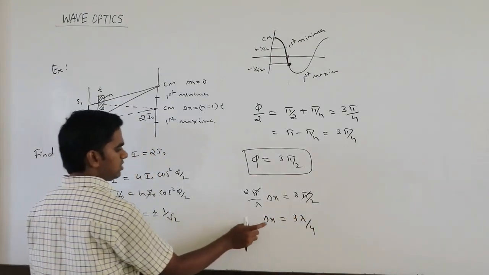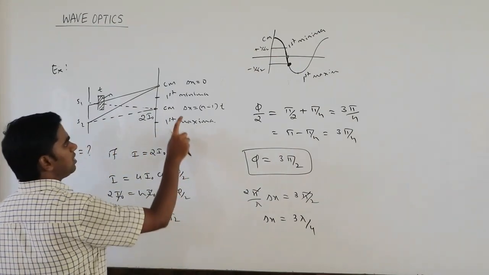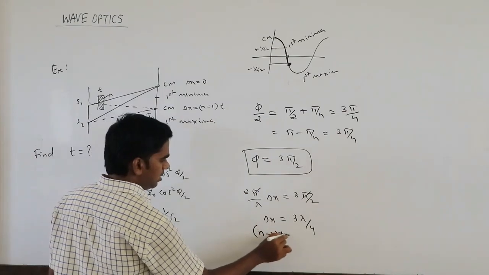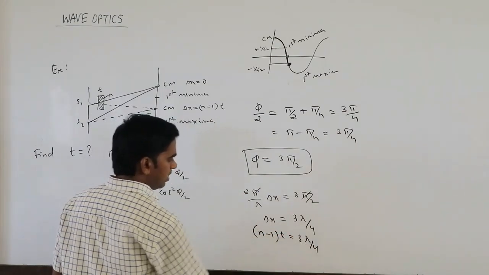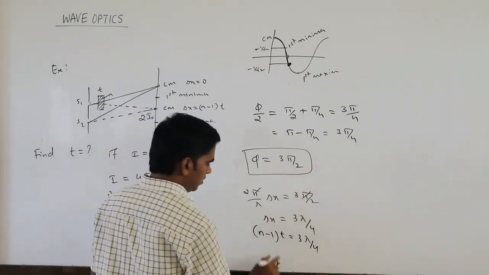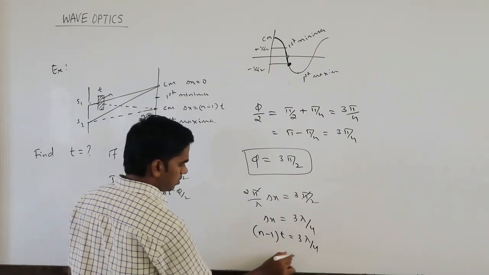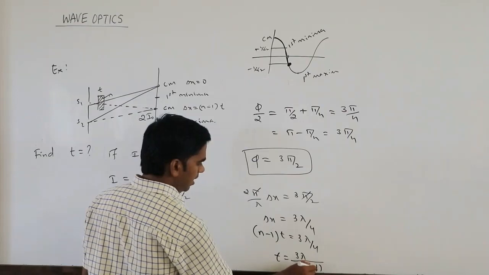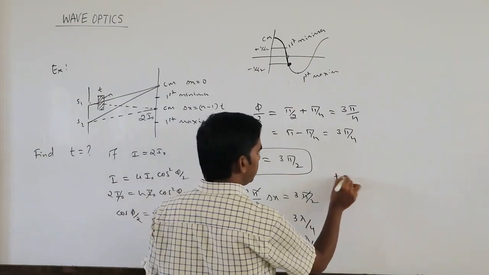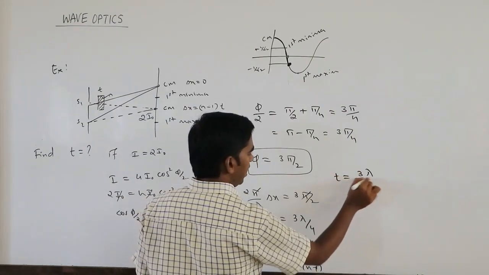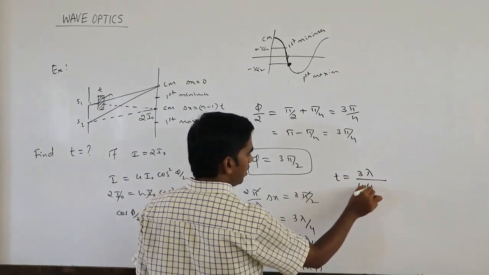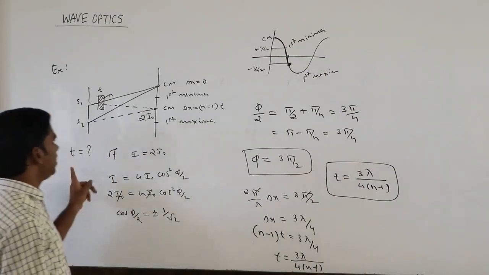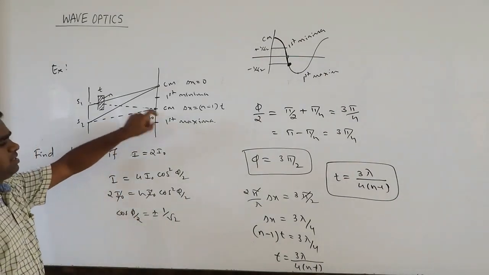Okay. So what is delta x? Delta x we already got at this point, n minus 1 into t. N minus 1 into t is equal to 3 lambda by 4. So thickness t is equal to 3 lambda divided by 4 into n minus 1. So thickness t is becoming 3 lambda divided by 4 into n minus 1. So this is how we can find the thickness if they give the intensity at the center.